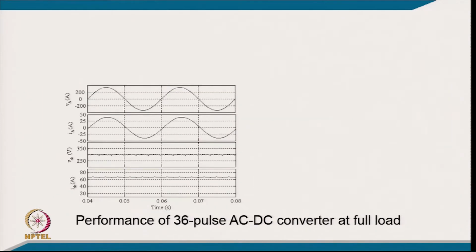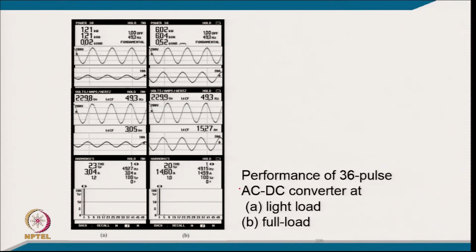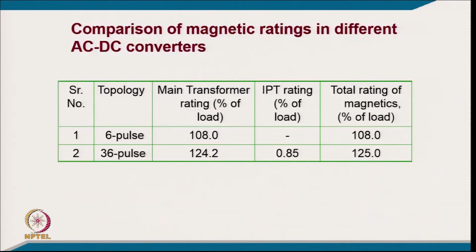And at full load you are getting only 1.19%. You can see supply voltage, supply current and current waveform with output voltage, output current, and these of course were also developed in the laboratory. So, we get the THD of the order of 2.3% at light load, but at full load, which was 20%, you are getting only 2% THD in case of this 36 pulse converter.